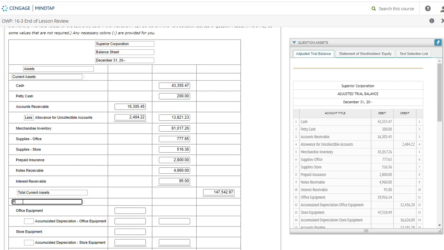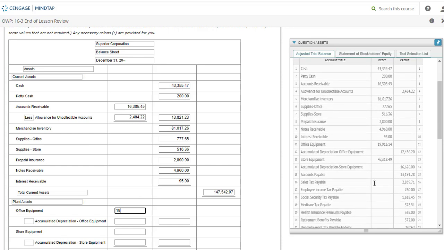And the next section is going to be your plant assets. And so your office equipment was at 19,000. We're starting to get down here a little bit lower. 19,916 and 14 cents. And we're going to less your accumulated depreciation of your office equipment, which is 12,436 and 20 cents. So that's where we're writing off how much of the value is lost each year.